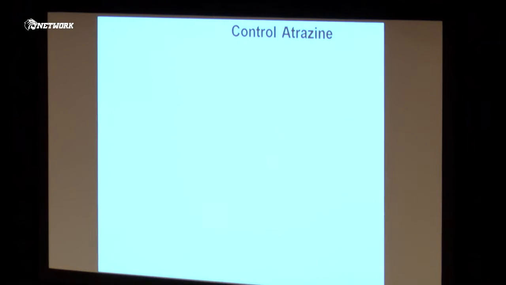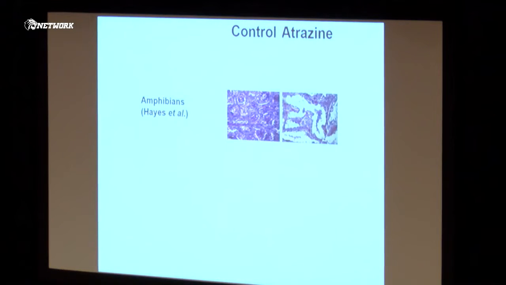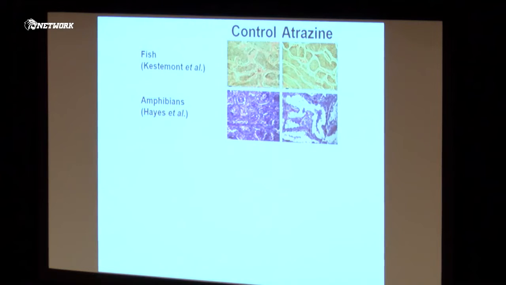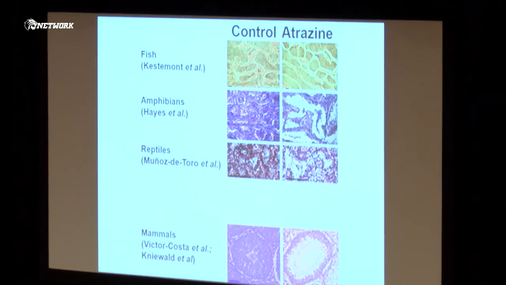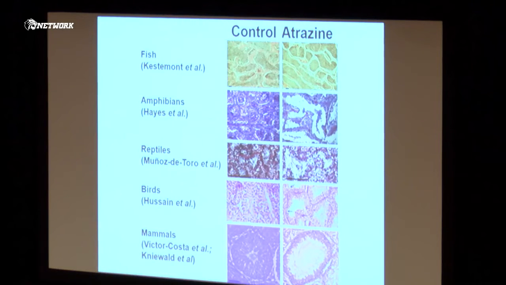So it turns out that when I get together with all these people, we show that it's not just frogs. Here's sperm in the testis, give it atrazine, no sperm. This guy in Belgium has shown that here's sperm in the testis of a fish, give it atrazine, no sperm. This is a couple in Argentina with a caiman, a big crocodile-like animal. Sperm in the testis, give it atrazine, no sperm. This work was done in Croatia and in Nigeria. Sperm in the testis of a rat, give it atrazine, no sperm. This work was done in Pakistan. Sperm in the testis of a bird, quail, give it atrazine, no sperm.